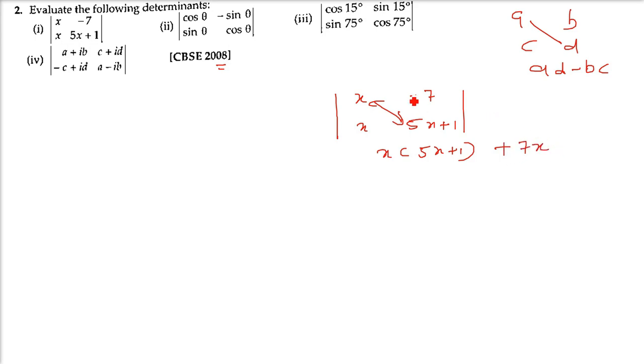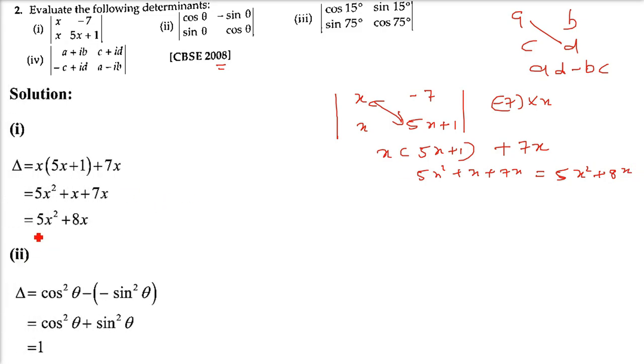Cross multiplication, you can say. I'm just making it plus because negative is already there. So minus 7 into x, minus plus I have done 7 into x. So it becomes 5x square plus x plus 7x. So you get 5x square plus 8x. So this is the answer. I'll just show you how you have to do it exactly. Now the second one we are taking.